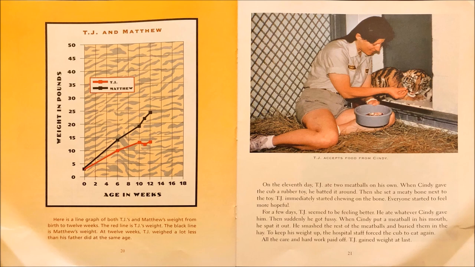For a few days, TJ seemed to be feeling better. He ate whatever Cindy gave him. Then, suddenly, he got fussy. When Cindy put a meatball in his mouth, he spat it out. He smashed the rest of the meatballs and buried them in the hay. To keep his weight up, the hospital staff forced the cub to eat again. All the care and hard work paid off. TJ gained weight at last.